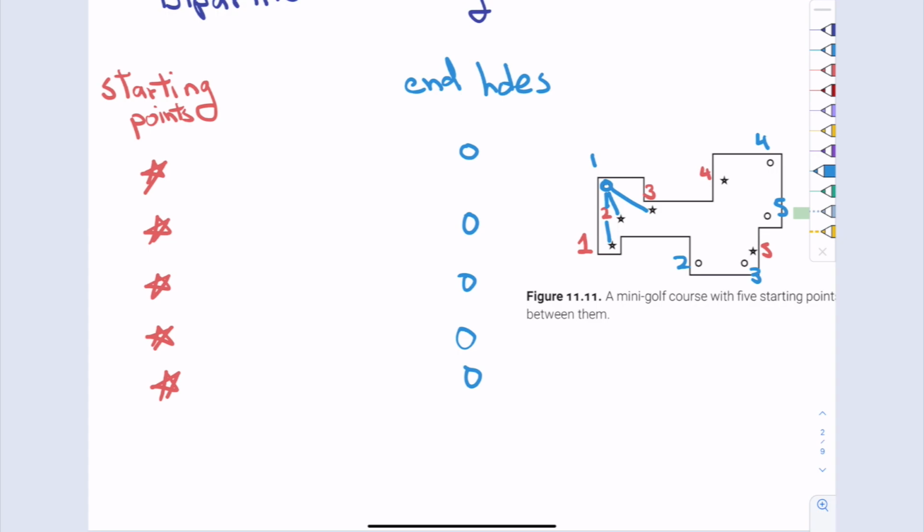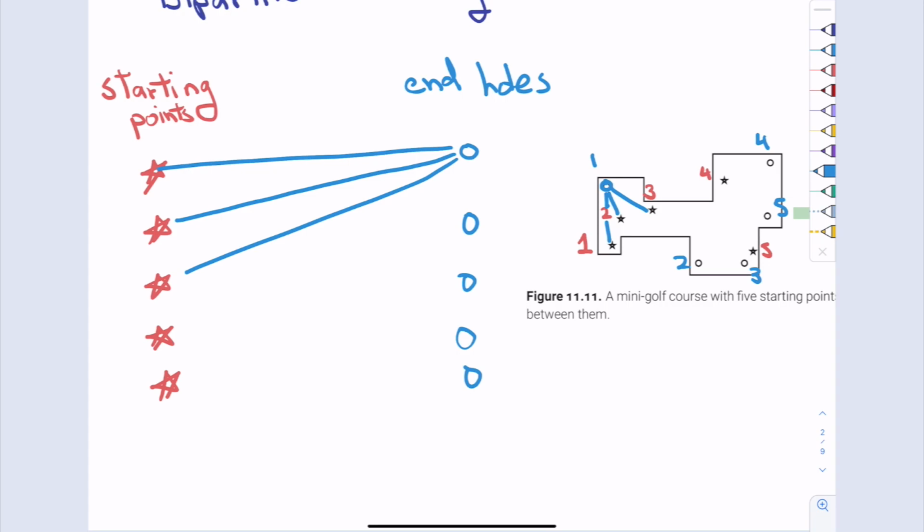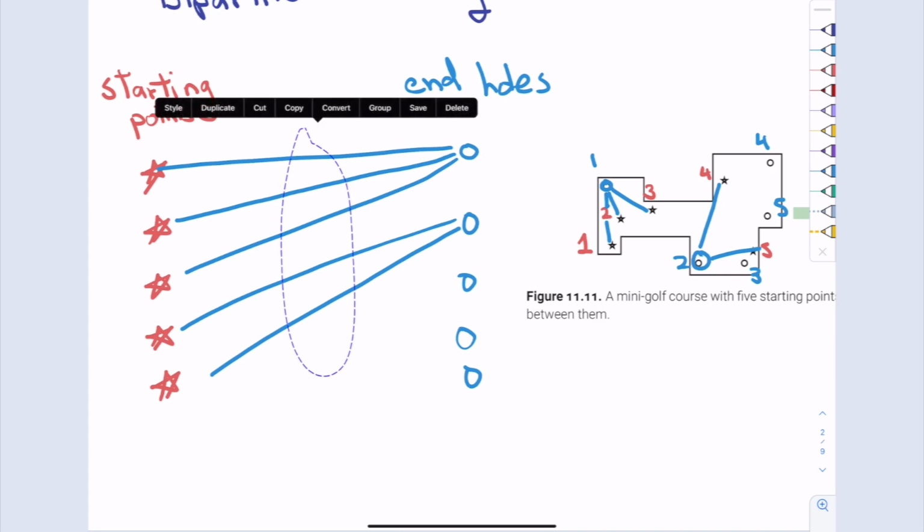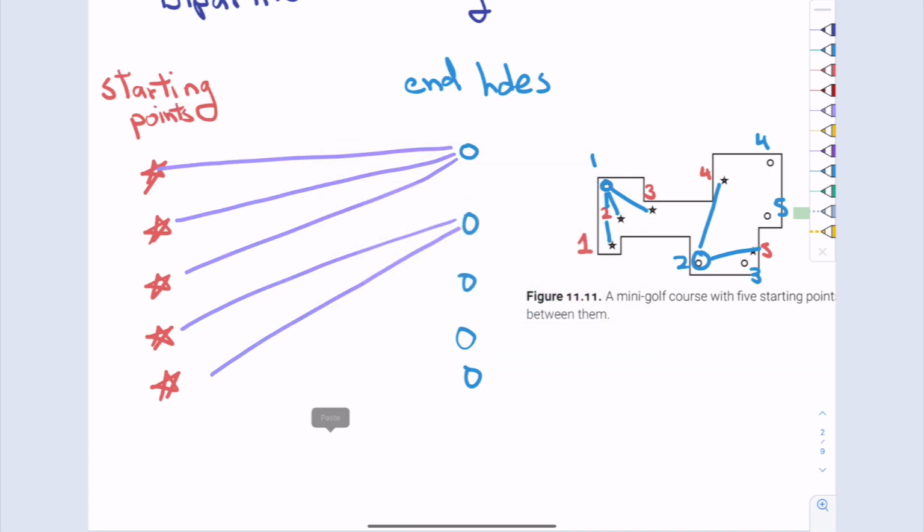Okay, so 1 can go to 2, 1 can go to 3, 1 can go to 1. And then if I went on to the second hole, it seems like it can look at number 5 and it can look at number 4. So I would draw an edge to 5 and 4, and so forth. So we're drawing edges whenever those two things are visible to each other.